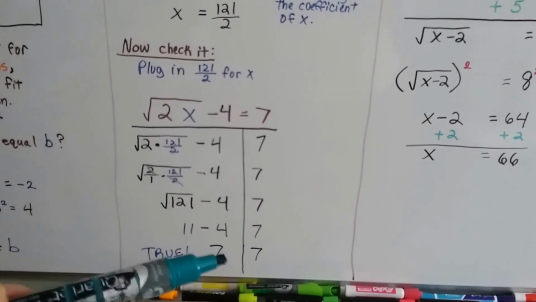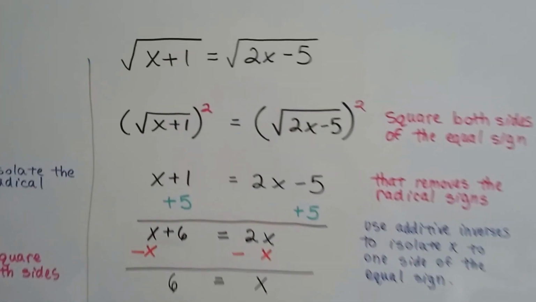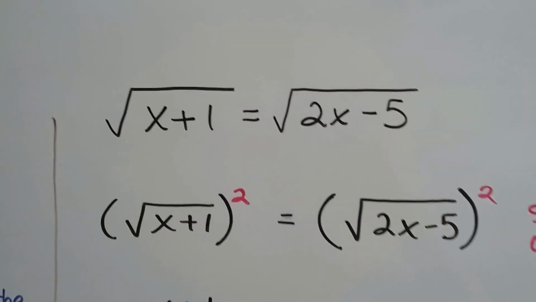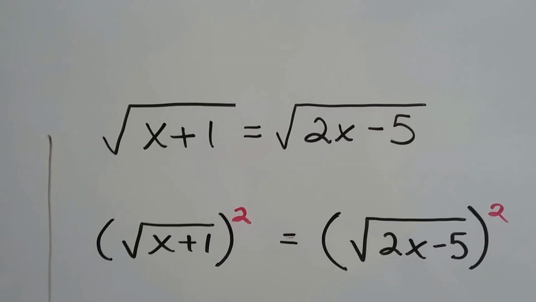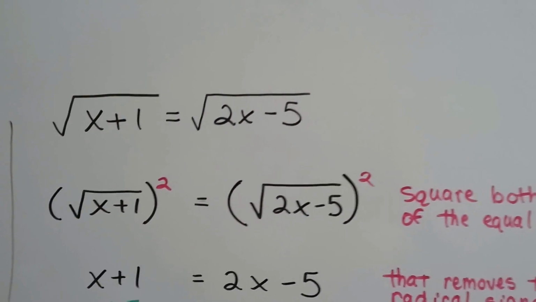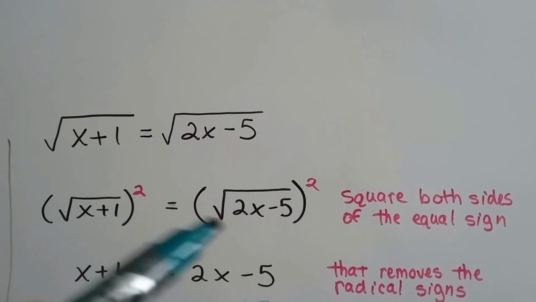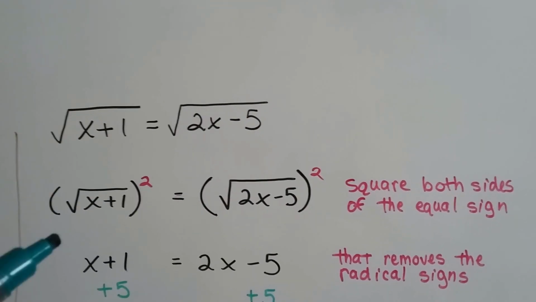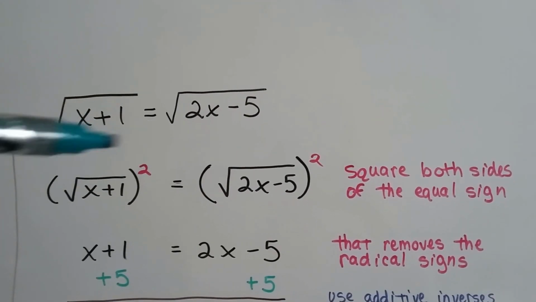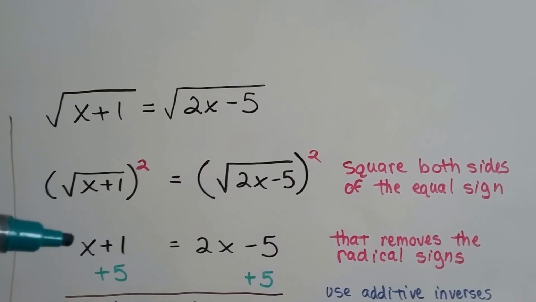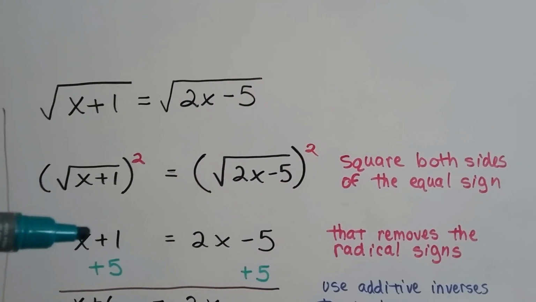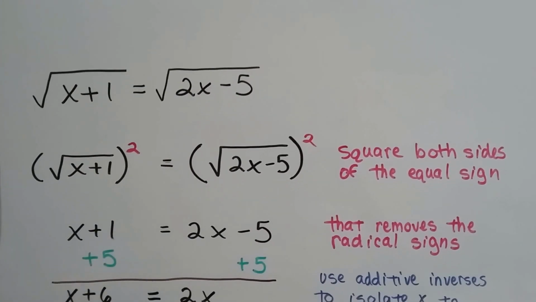Just plugged it in, and if it's true, we're okay. Now look at this. We've got radical symbols on both sides of the equal sign. So the first thing we're going to do is square both sides of the equal sign to get rid of these radical symbols. So by squaring them, we get rid of the radical sign, and now we just have x plus 1 equals 2x minus 5.